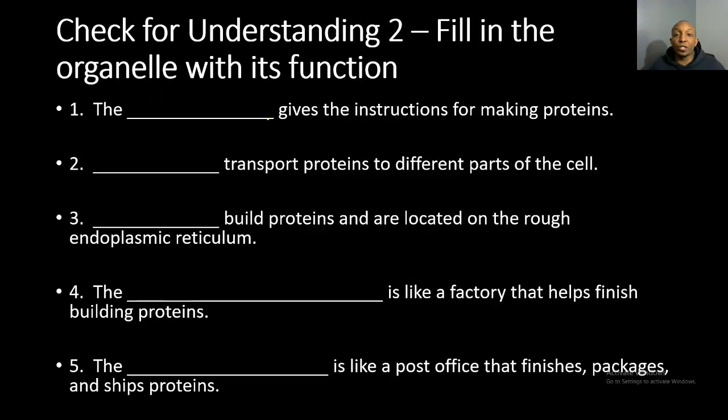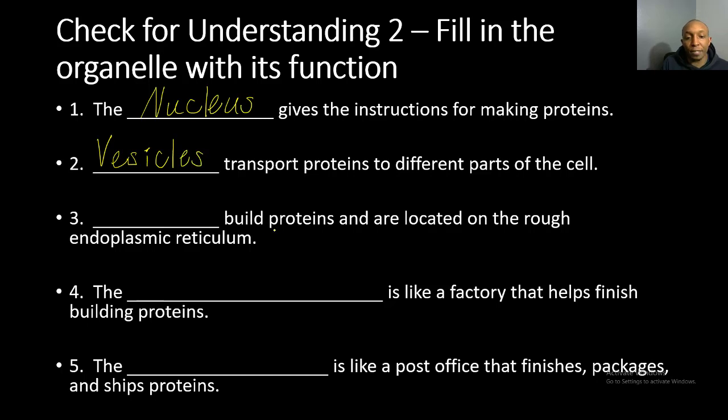So now let's see how you did on your second check for understanding. So let's take a look at number 1. The blank gives the instructions for making proteins. So that would be the nucleus for this first one. Number 2, blank transport proteins to different parts of the cell. That's going to be those vesicles. Our vesicles transport proteins to different parts of the cell.